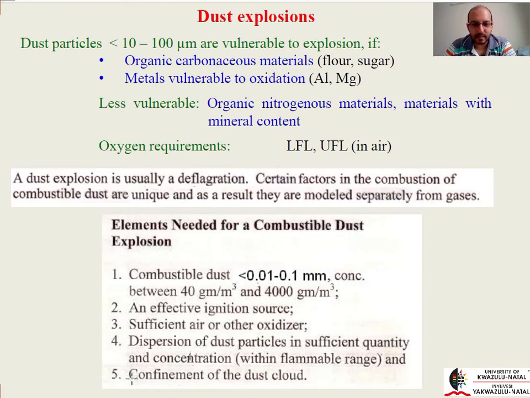And the final and most important point: for an explosion, you need confinement of the dust cloud. Otherwise, you might simply get combustion of the cloud, but you won't get an explosion, because remember, an explosion happens through the buildup of pressure. You need pressure buildup, generation of gases that are trapped, the pressure builds up, then a rupture or an explosion occurs.